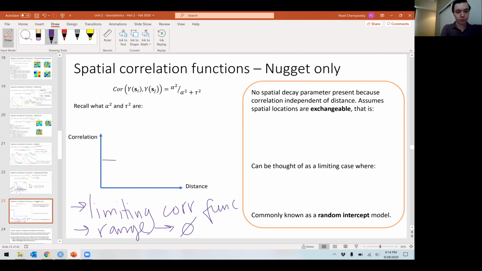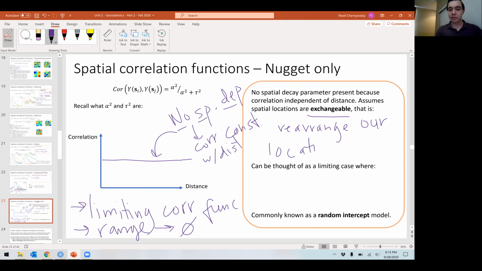Sometimes you will see the word exchangeable used for this kind of correlation function. And I think this is a helpful word because it helps you visualize what exchangeable really means. Exchangeable is another way of saying no spatial dependence. That means that we can rearrange our locations and results stay the same.